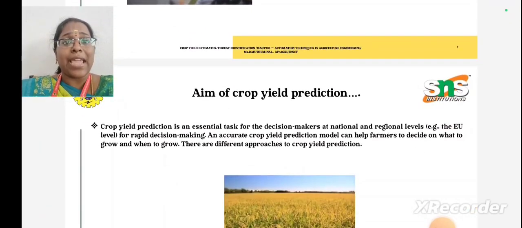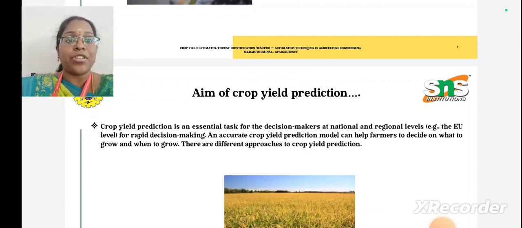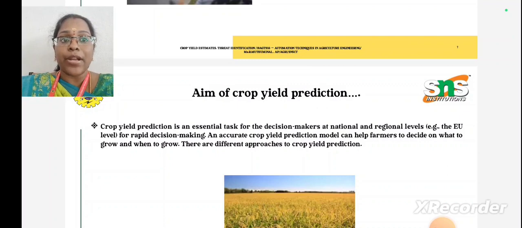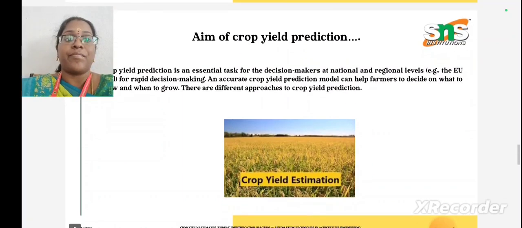So what is the main aim of crop yield prediction? We have been seeing how we estimate crop yield, but why do we have to do it? What is the major objective in crop yield prediction? It is an essential task for the decision makers at national and regional levels for rapid decision making. If we have a very accurate crop yield prediction model, then it will help the farmers to decide whether to grow, when to grow that crop, and what the yield of that crop could be. There are different approaches to crop yield prediction.